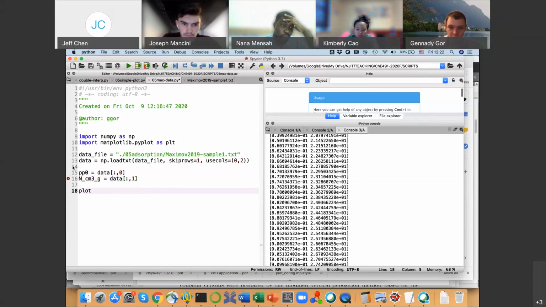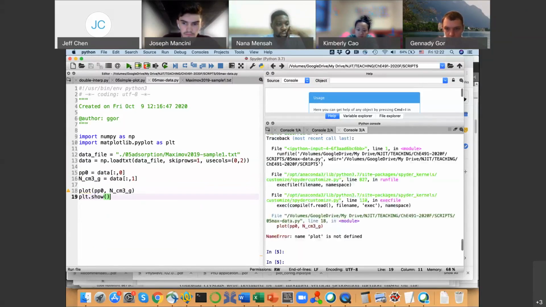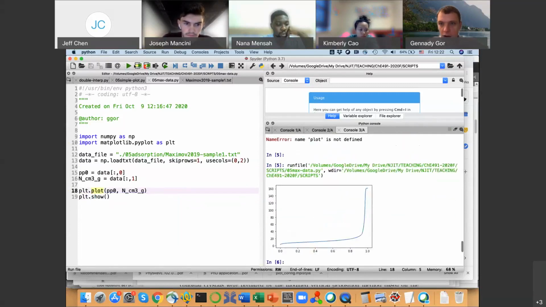And I can begin with just plotting the data as it is. So P over P naught on the x-axis and centimeter cube per gram on the y-axis, and plt.show. All right. Plot is not defined because I have to say plt.plot. All right, I plotted my adsorption isotherm. Make sure you can do the same.